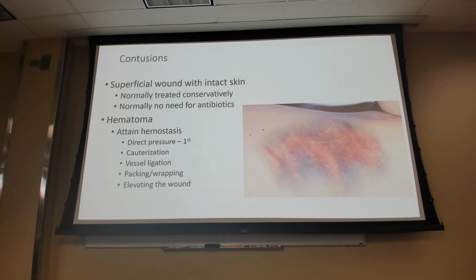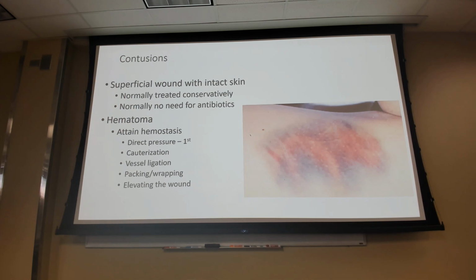All right, so contusions. These are just superficial wounds. The skin is intact, and it's usually a hematoma under the skin. You get bleeding under the skin, which creates that ecchymotic appearance. Typically, we don't do anything for these. If the hematoma is continuing to expand, we might apply some direct pressure.